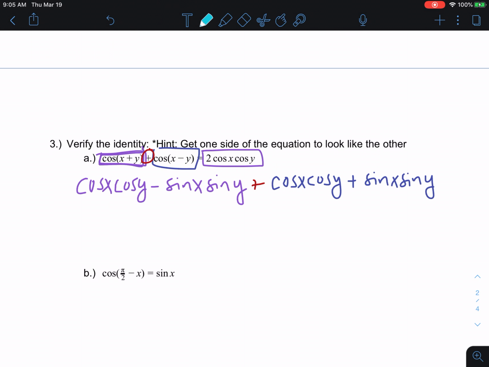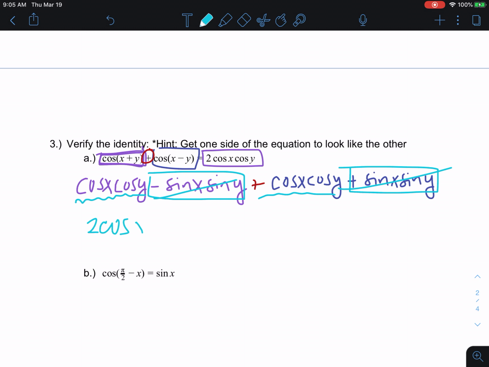So I'm looking for common terms. I see this minus sine x sine y plus sine x sine y. Those are just going to subtract and become 0. And now I'm adding cosine x cosine y plus cosine x cosine y. So that'll become 2 cosine x cosine y. And look at what we wanted to prove. Now that is verified.